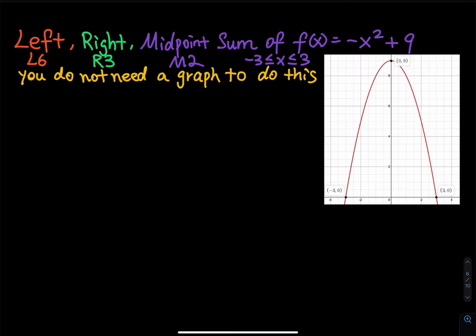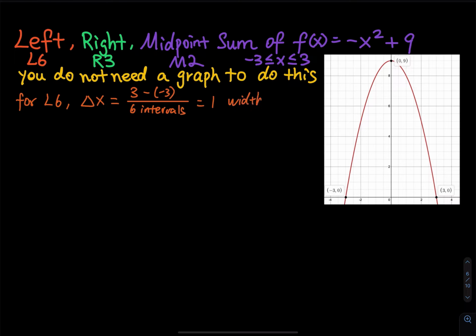For the left sum, I will match the color code and use orange. So for left sum, 6 subintervals, first of all, we will be looking for the width, which is delta x. That is the maximum x minus the minimum x, so 3 minus negative 3, divided by 6 intervals, right? 6 divided by 6 is 1, and this is the width of the rectangle, or the base of the rectangle. And then we are going to split up the intervals like that.